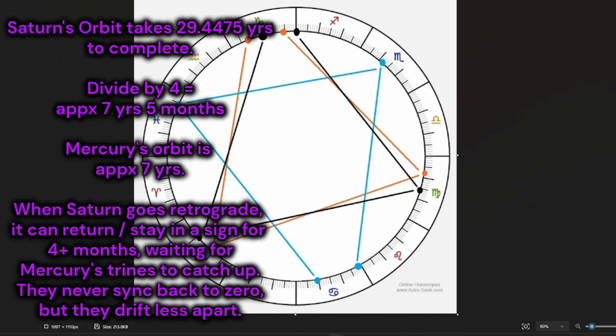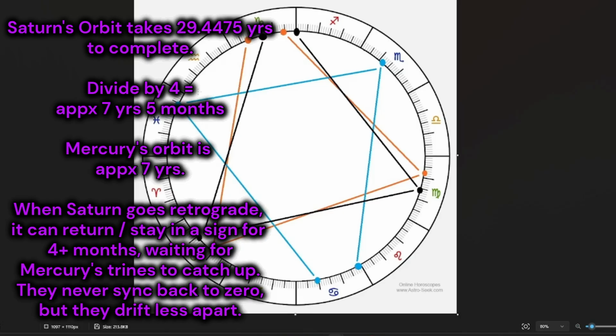Saturn's orbit takes 29.4475 years. That's 29 and almost 6 months. Divide that by 4, and you get approximately 7 years and 5 months. That's a quarter of Saturn's orbit. 7 years, 5 months. Mercury's orbit is approximately 7 years.